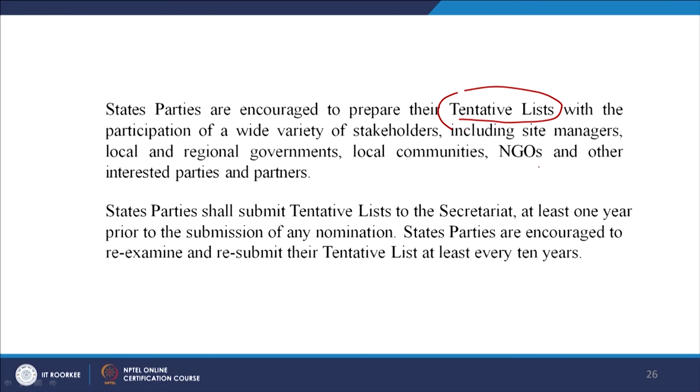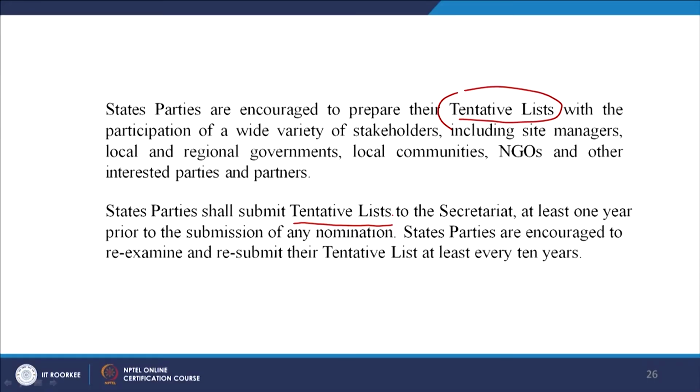And then they do a lot of surveys, and they document certain evidence, and they submit the tentative list. These are the properties which could be nominated for the tentative list to the secretariat at least 1 year prior to the submission of any nomination. And the state parties are always encouraged to re-examine and resubmit their tentative list at least every 10 years. So which means periodically, progressively, we are working on it. They are supposed to submit in at least two languages: English and French.